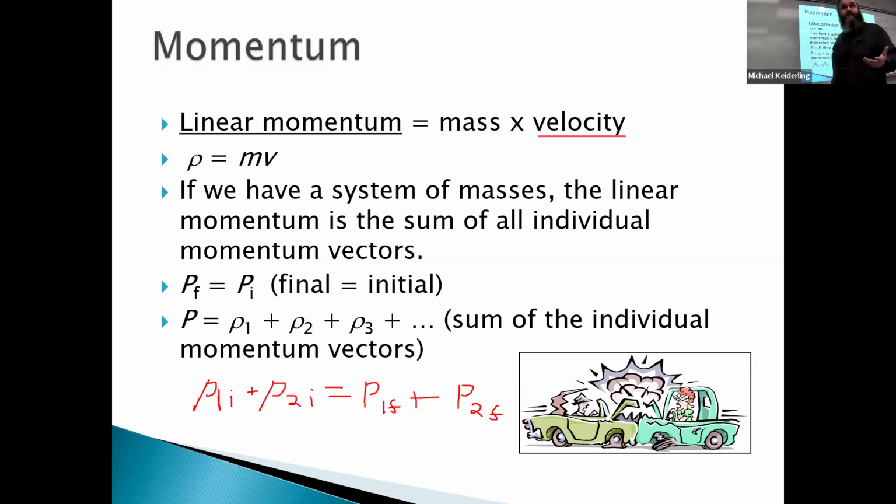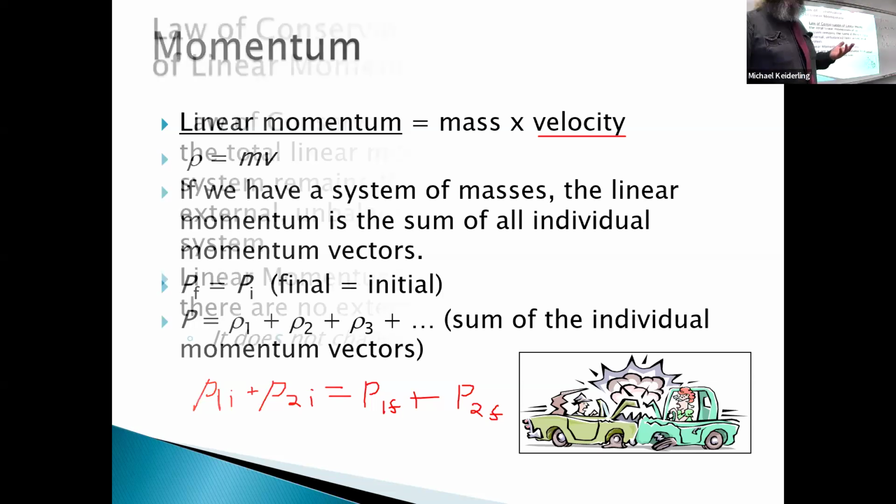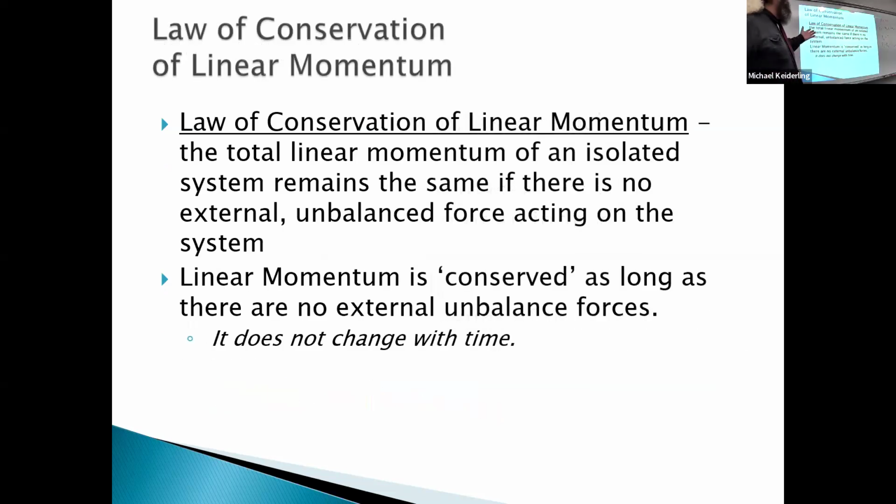Momentum is conserved. So in general, when two things interact, the total linear momentum of an isolated system remains the same if there's no external unbalanced force acting on it. So linear momentum is conserved as long as there aren't any external forces. It doesn't change with time. So that's the total momentum. And if there are external forces, if you just increase the size of your system, it'll end up being conserved. So linear momentum for the universe is conserved. But for problems, you can usually reduce it to a system.